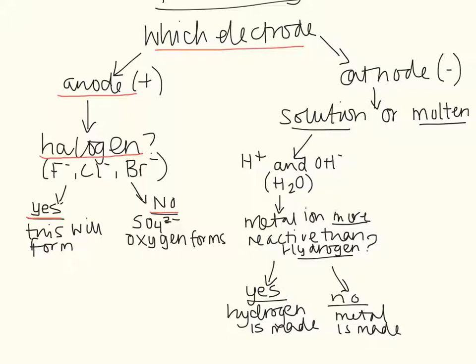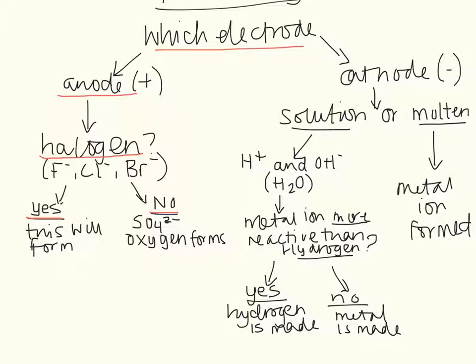Finally, if it is molten, so if it's not in solution at all, then this is really easy. We will just make the metal ion. So the metal ion is formed. So that's a nice simple one. So in an exam, if you get a question on something that's molten, you should be pleased with that, because that's always the most straightforward of electrolysis examples.